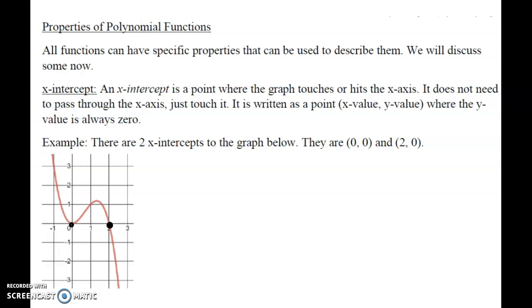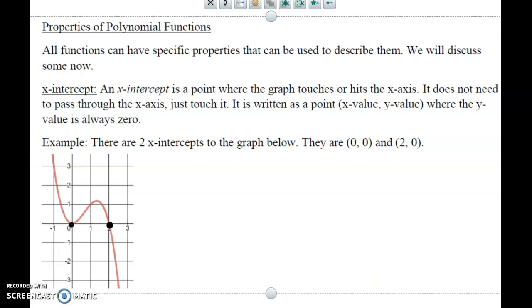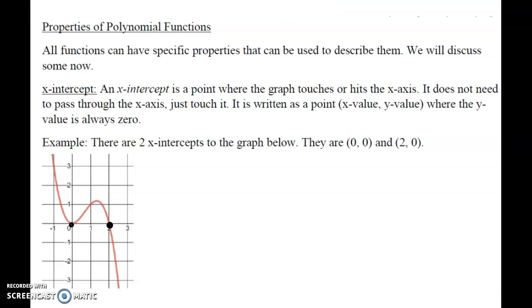They're written as points x comma y, where the y value is always 0. So there are two x-intercepts in the graph here. They're at 0, 0 and 2, 0.